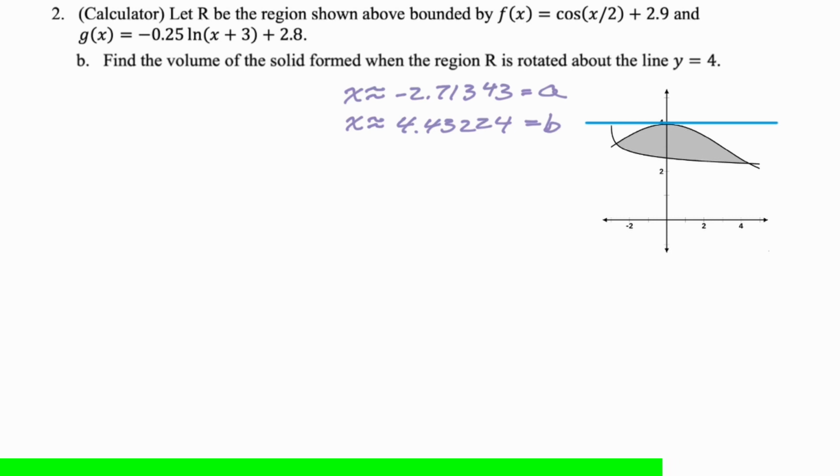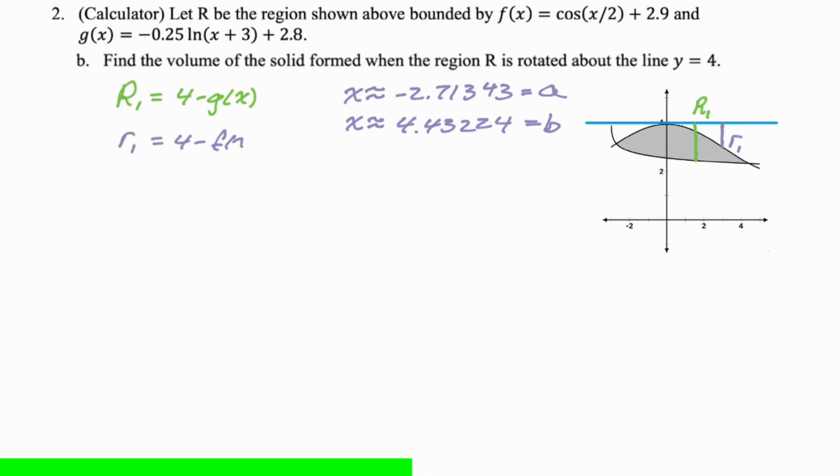So big radius, you go from the axis to the outermost curve, which I'm going to call R1 in this case because R is already the name of the region, so you don't want to use just capital R. That would be a little confusing. You can see that 4 is on top, so this is going to be 4 minus g of x, since g of x is farther. That's the natural log curve. So 4 minus g of x is the big radius, and then we need the small radius, which is the inner curve to the axis. So that's going to be 4 minus f of x.